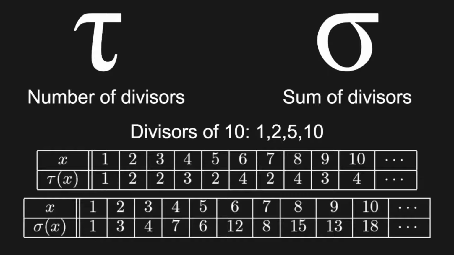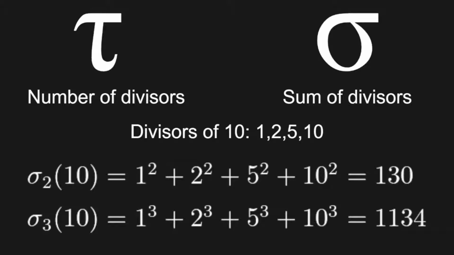We can also extend the sigma function by adding a subscript. Sigma subscript 2 returns the sum of the squares of the factors. So sigma 2 of 10 is 1 squared plus 2 squared plus 5 squared plus 10 squared, which is 130. Similarly, sigma subscript 3 returns the sum of the cubes of the factors. Now let's talk about one of my favorite functions.